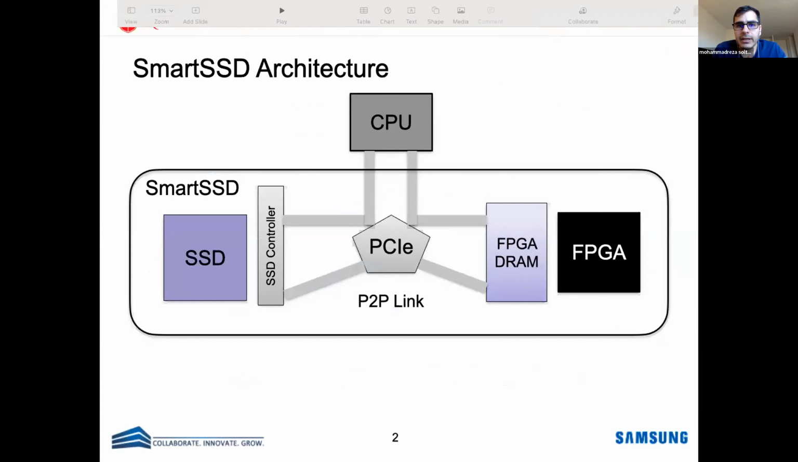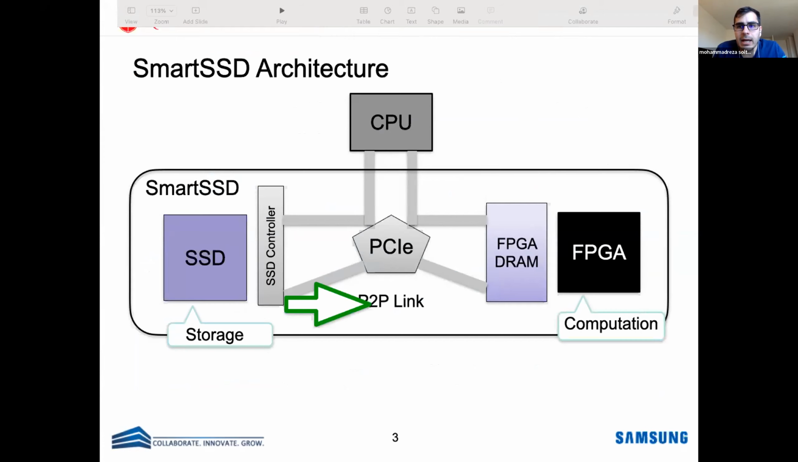So I need to provide a quick background on the smart SSD architectures first. A smart SSD is a new generation of computational storage devices that features an FPGA on board with the SSD. This smart SSD allows the data to be directly transferred between the storage device, which is the SSD, and the computation unit, which is the FPGA.